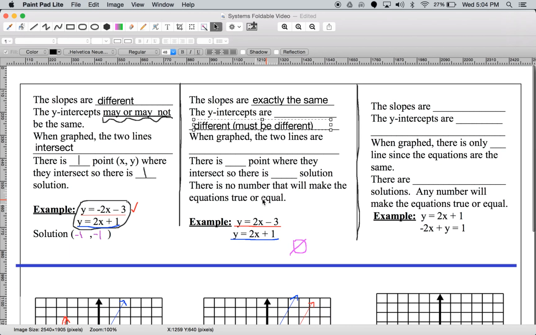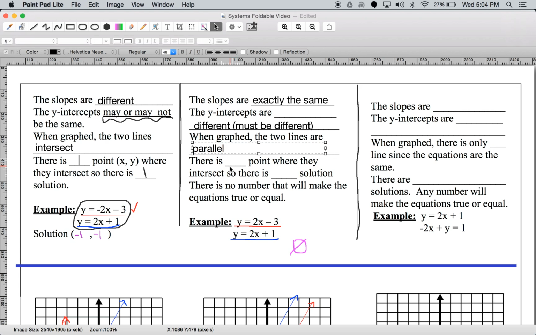If they don't intersect ever, what would we call those types of lines? Hopefully someone's thinking parallel, or hopefully maybe even someone said parallel. Mr. Jordan, if they said parallel, you can give them a Red Vines from the cabinet just as a little extra treat.